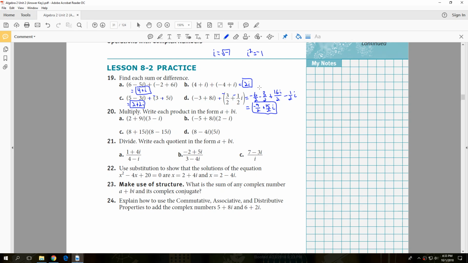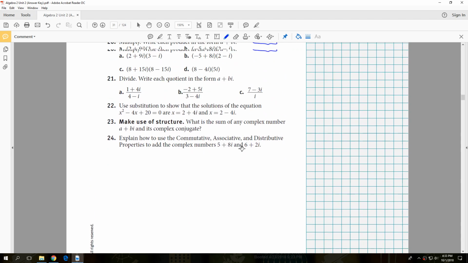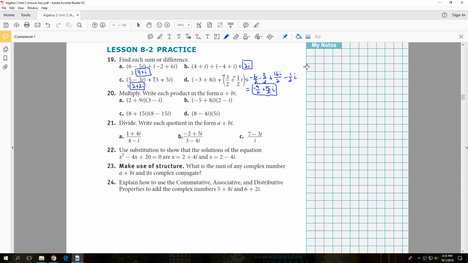Alright, so number 20. Alright, so multiply. Write each product in the form of a plus bi. So this is the complex format of a number, a plus bi. The real part is a, the imaginary part is bi. Alright, so when we multiply these things out, looks like, how much room do I have? Oh, I got tons of room. Okay, so let's go ahead and do these over here.